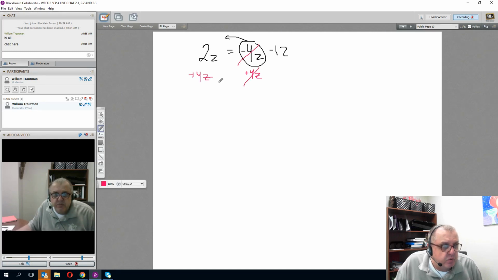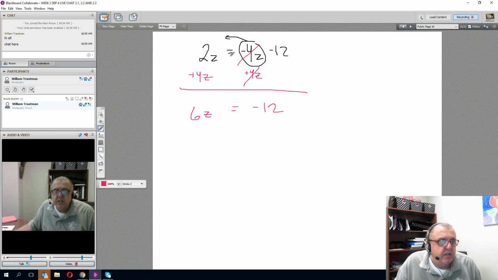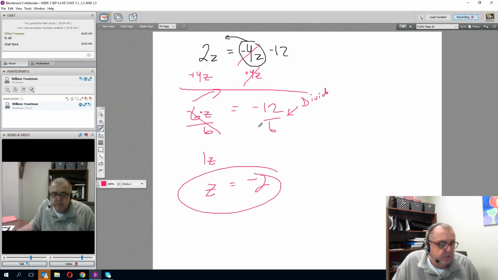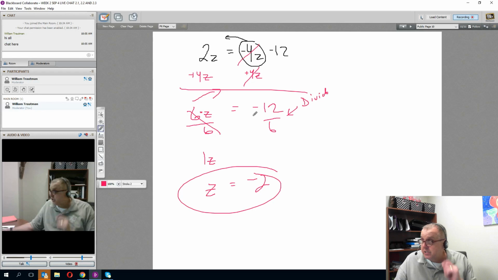Minus 4 and a plus 4 turn to 0. On this side, I got 6z. 2z plus 4z is 6z and a negative 12. So now I got all the z's to one side. Just get the 6 to the other side. It's multiplying, so we divide both sides. If it's multiplying, you have to do the opposite, divide. 6 divided by 6 is 1z. Another way of writing 1z is just z. 12 divided by 6 is a negative 2. Try that on your calculator. You should get a negative 2.